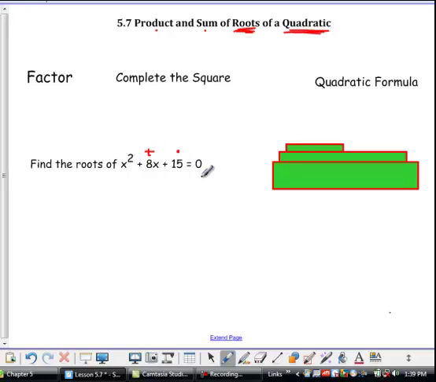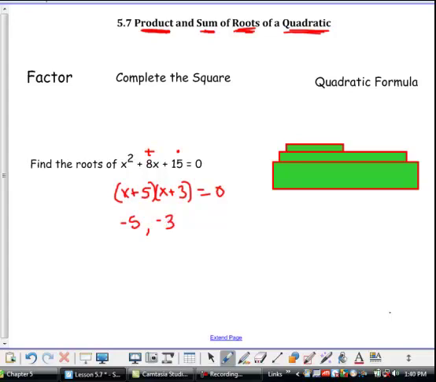Oh, I get it, Mrs. Trulin. Tricky, tricky. Sum and product. Get it? Sum and product. Oh, we've been doing this since freshman year. Give me two numbers that multiply to 15: 3 and 5. But at the same time, add up to 8. So the roots of this quadratic are -5 and -3.